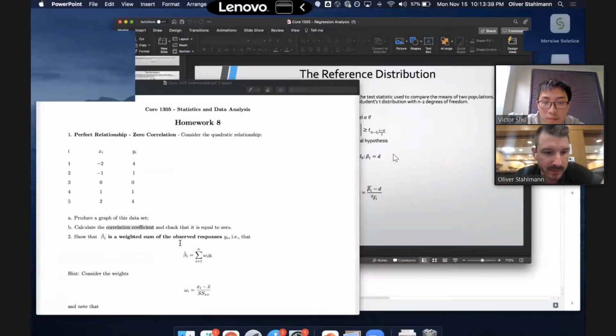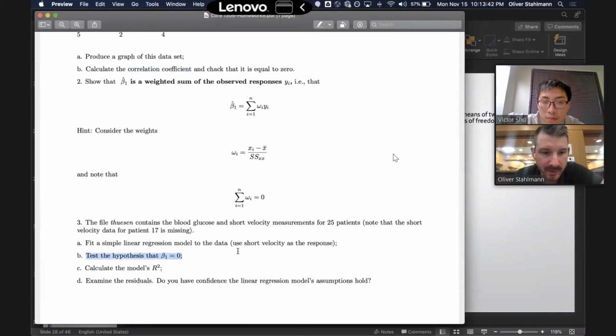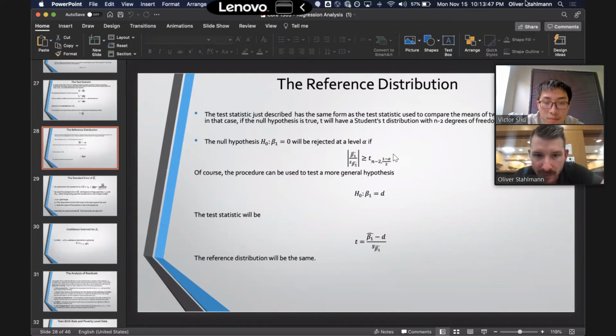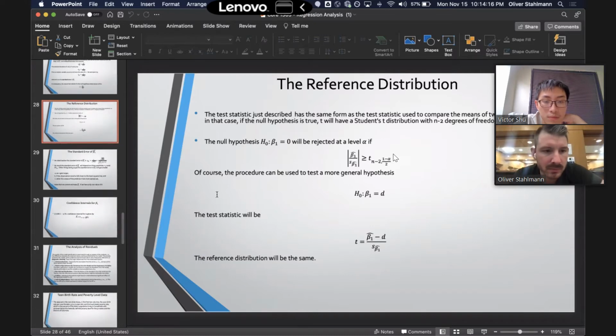So what's the question for part B? Test the hypothesis that beta 1 is equal to 0. And I suggested that slide 28 would help me with that. Did I assess that correctly? Yeah. So basically I need to calculate the components of this. I need to calculate the test statistic, and that should be enough, right? I have all the information I need on the slide.